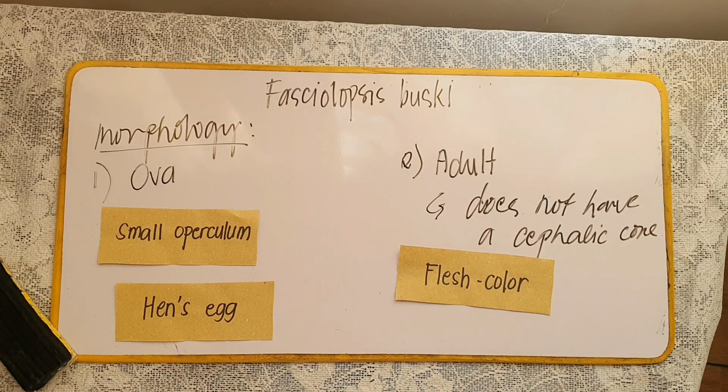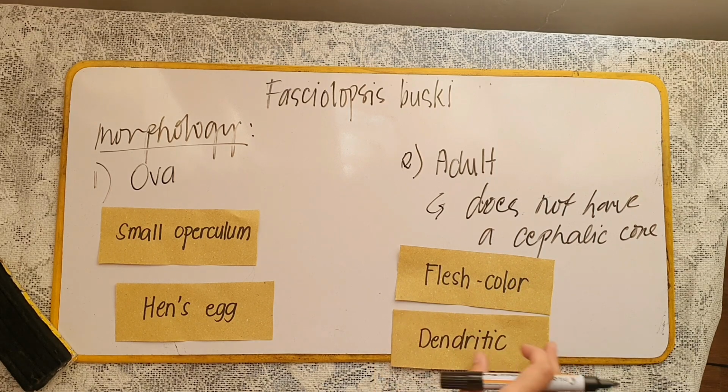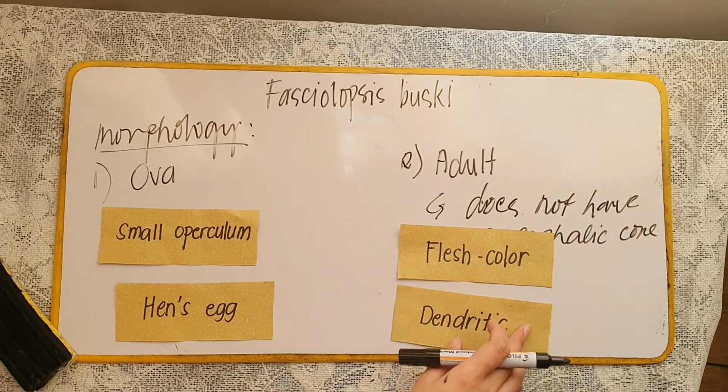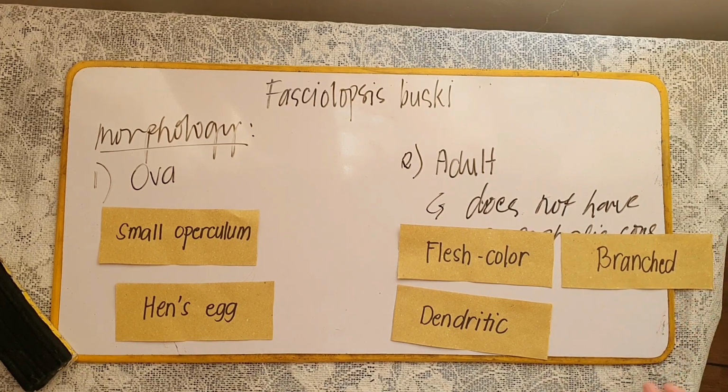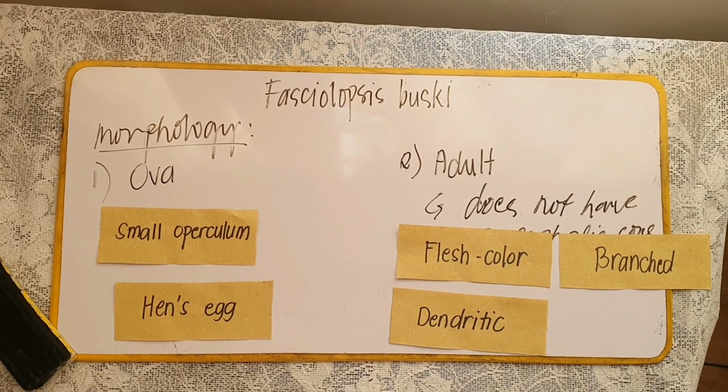The vitellaria is highly branched and located lateral to the cecum. The testes are dendritic or highly branched, and in tandem position at the posterior half of the worm. The ovary is branched and located at the middle part of the body.